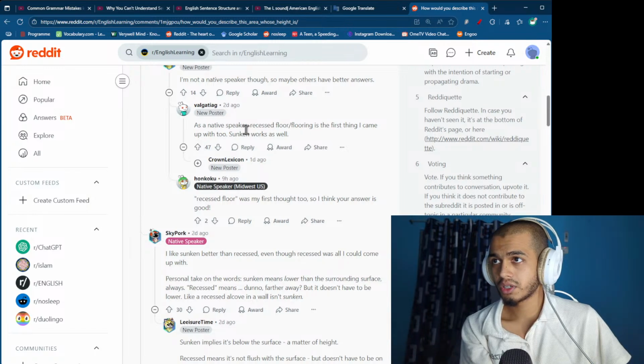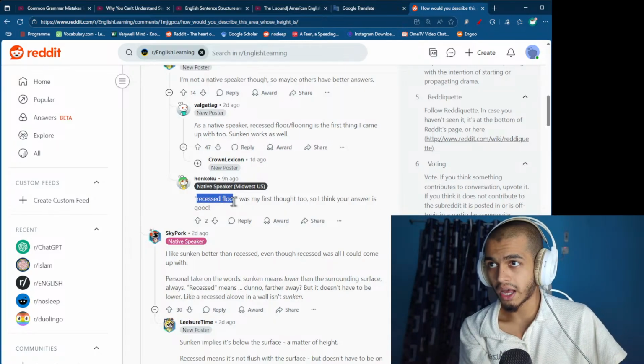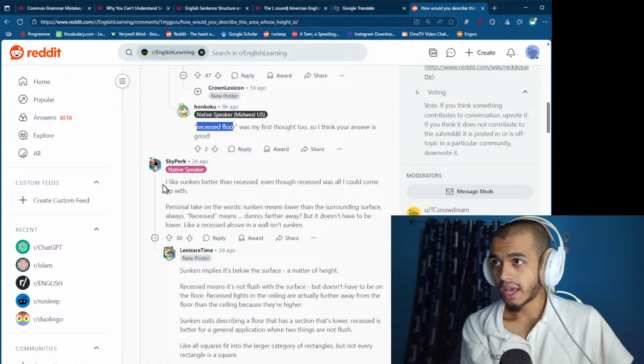As a native speaker, recessed floor is the first thing I came up with too. Sunken works as well. Recessed floor was my first thought too, so I think your answer is good. I like sunken better than recessed.